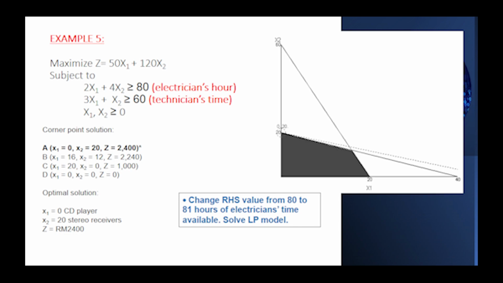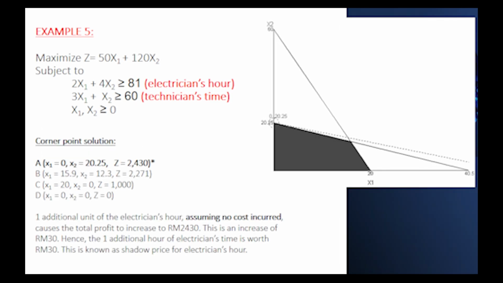Now, we would like to do some sensitivity analysis by changing the right-hand side value from 80 to 81 hours of electrician time available. Then, we solve the linear programming problem. Based on the corner point solution, when we increase 1 hour in electrician hours, the optimal solution at point A is X1 equal to 0, X2 equal to 20.25, and the Z value is 2430.